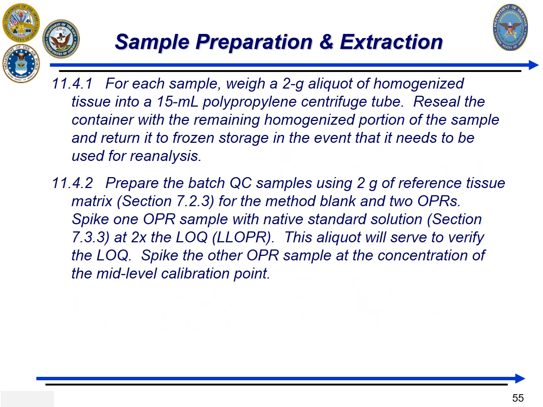The method requires 2 grams of the homogenized tissue to be used in the sample preparation procedure, and requires the same type of QC samples to be utilized. So you have a method blank and 2 OPRs, again using a reference tissue matrix, and again, one spiked at 2 times the LOQ and one spiked at the concentration of the midpoint calibration point.